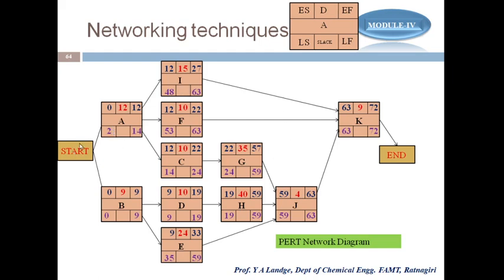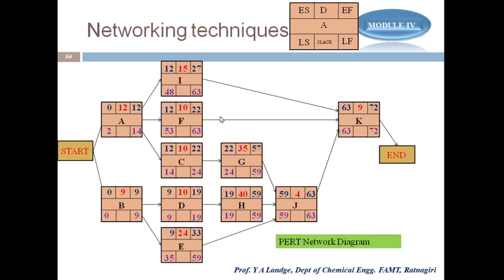Once we go in the forward direction to calculate the values of ES and EF, and to calculate LF and LS, we go in the reverse direction. One is the forward direction, one is the reverse direction. Now, how to calculate the slack?